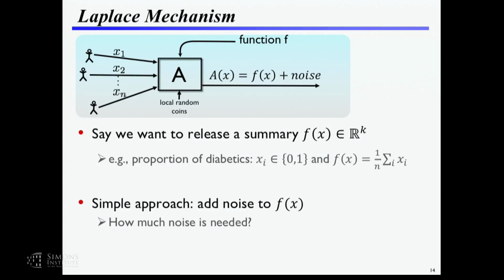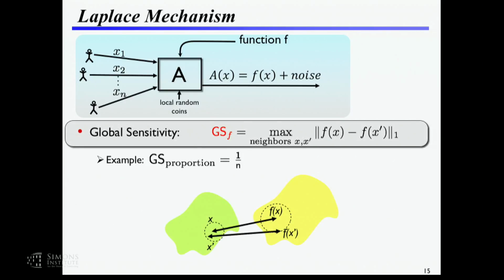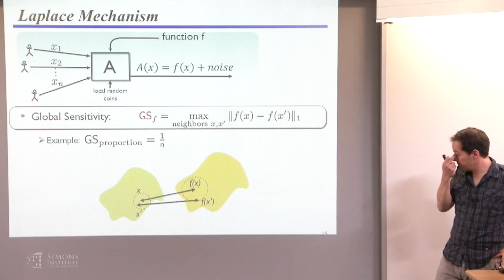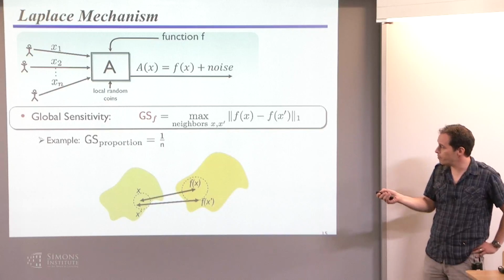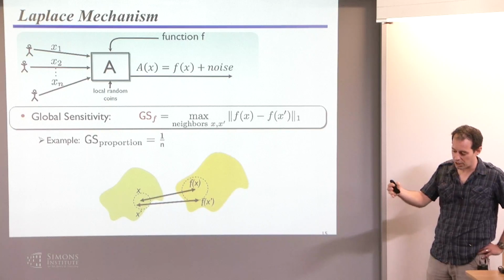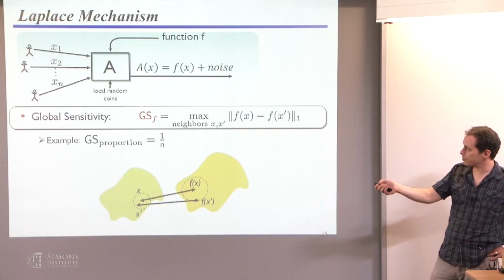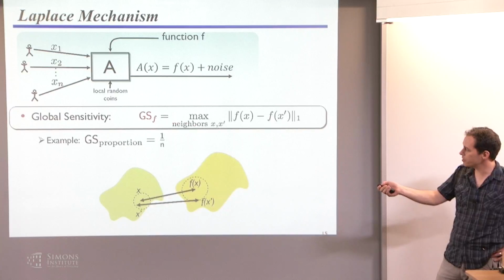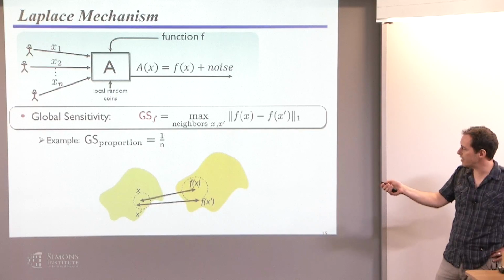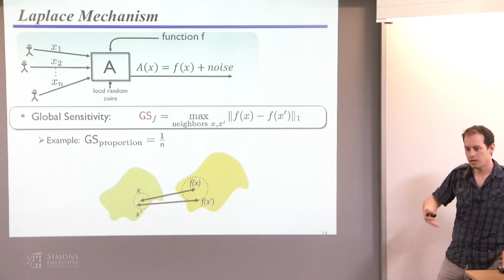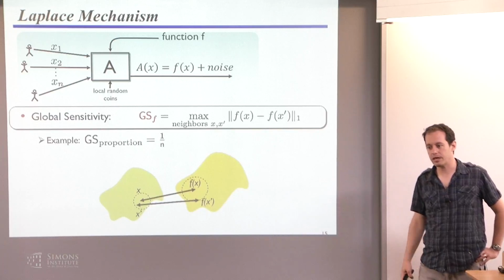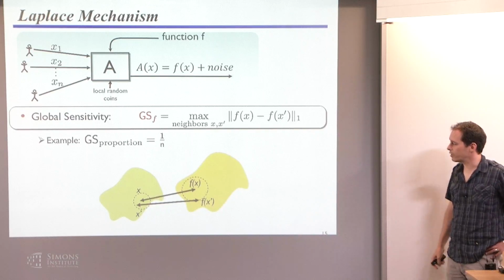One simple way to introduce randomness to the process is to add noise to the value of the function. The question is, how much noise do we actually need? And it turns out that a good way to think about it is to measure some sort of Lipschitz coefficient of the function we're interested in releasing. Specifically, we can ask for the global sensitivity of the function, which is the maximum over neighboring pairs of data sets of the difference between f of x and f of x prime, measured by some appropriate norm on the outputs. L1 norm works well here.